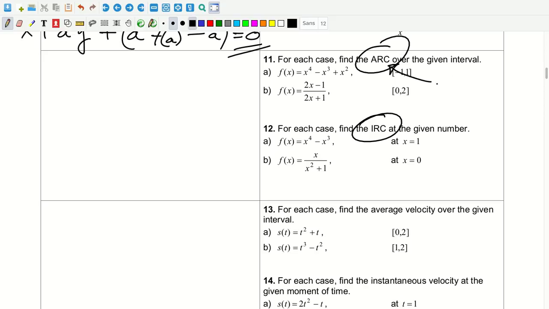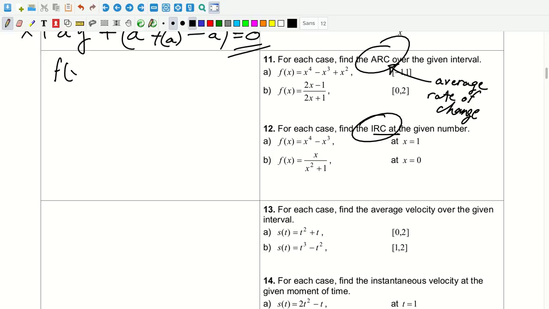This is average rate of change. And then IRC is instantaneous rate of change. So these are very simple, and I'm going to drop a little formula.